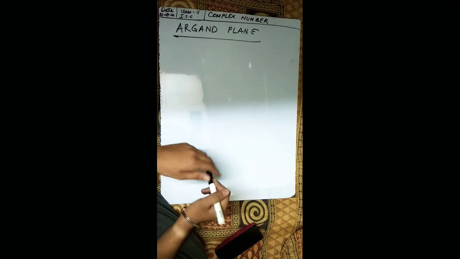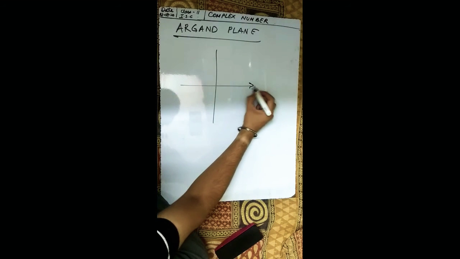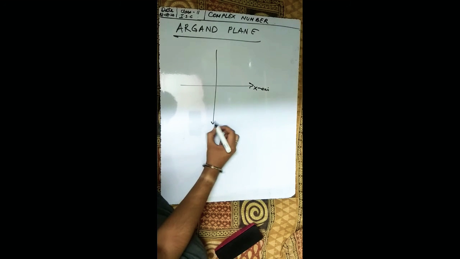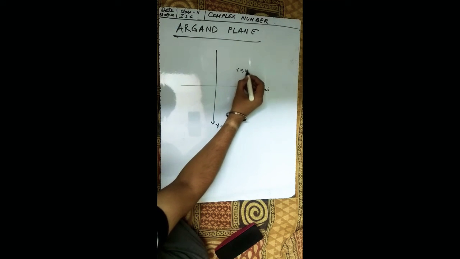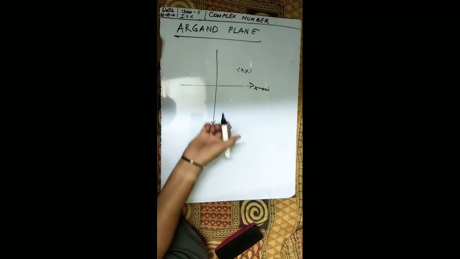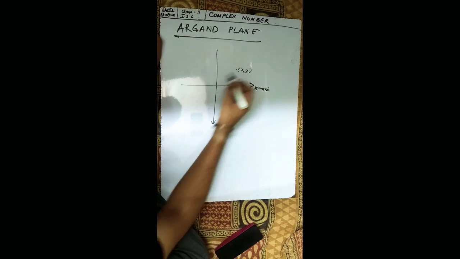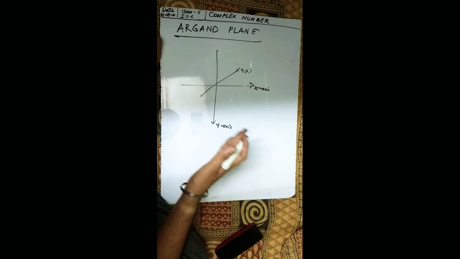So what we know about coordinate geometry. As in coordinate geometry, this is called the x-axis, this is called the y-axis. And we have a point (x, y), where x is called the abscissa and y is called the ordinate. With the help of this geometry, we used to find the distance between two points, or we use the section formula in it.